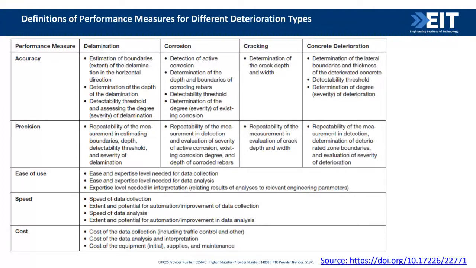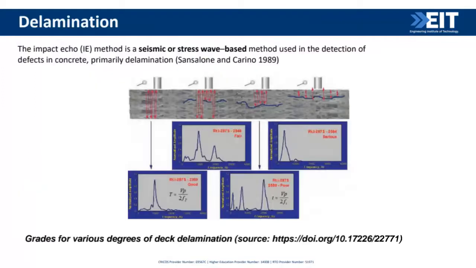It seems simple, but sometimes it's not that easy to identify the severity of the deterioration we are analyzing. So precision is very important. And for example, in relation to corrosion, the severity of active corrosion, right? Something that you must keep in mind. And easy to use, speed, cost, all this guidance here, this definition can be applied for any type of deterioration, right? So let's move to the next slide.